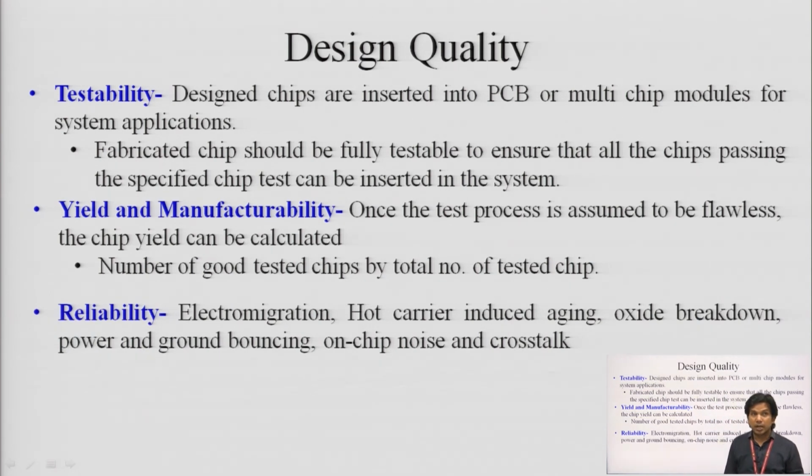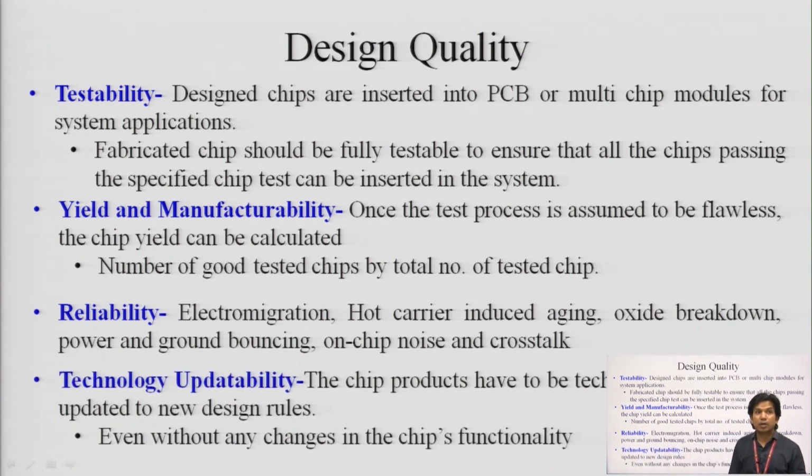Now, reliability. The designed chip, the designed circuit, should be more reliable in terms of electromigration. These are the different impacts that we have to reduce: hot carrier induced aging, oxide breakdown, power and ground bouncing, on-chip noise and crosstalk. There is a lot inside each of these terms, like electromigration, hot carrier induced aging and crosstalk, that we will discuss in later slides, but the system should be reliable and more immune to all these points.